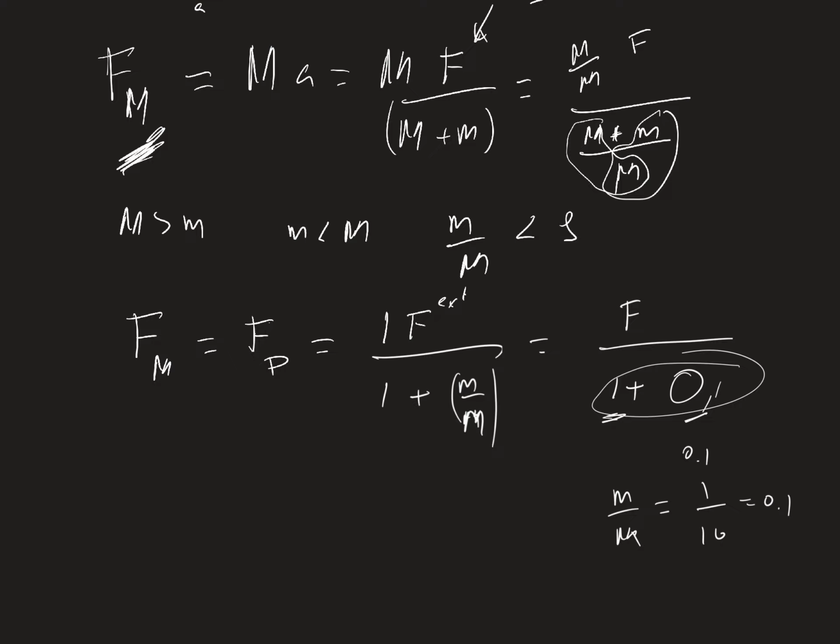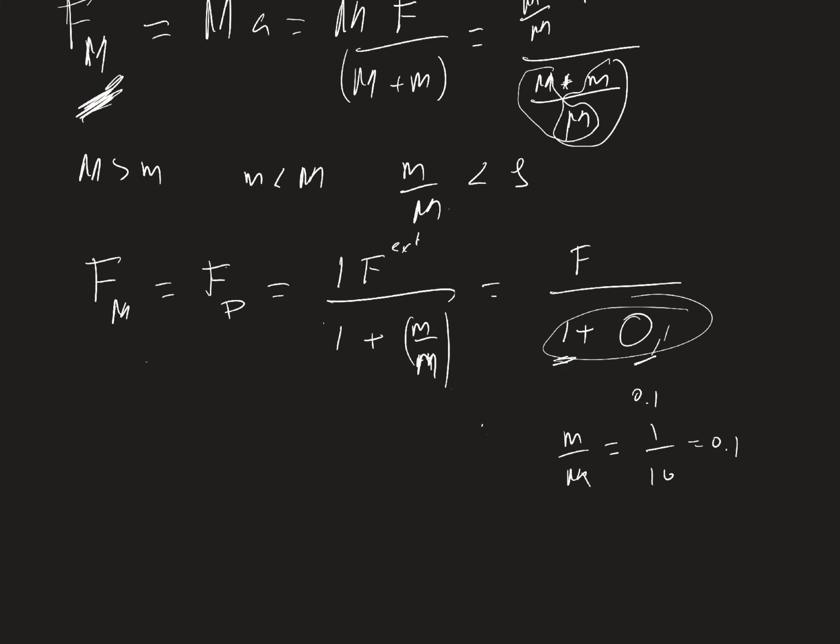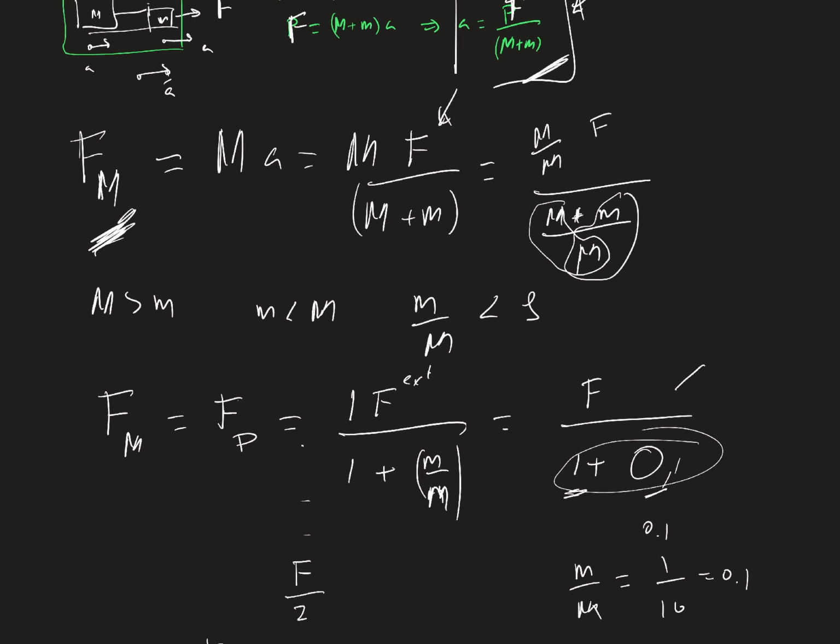So F divided by a number that is bigger than 1 is smaller than F. If you take F and divide by something bigger than 1, let's say by 2, what will happen? The force on M will be smaller than the external force. Catch it? Yeah. Okay.